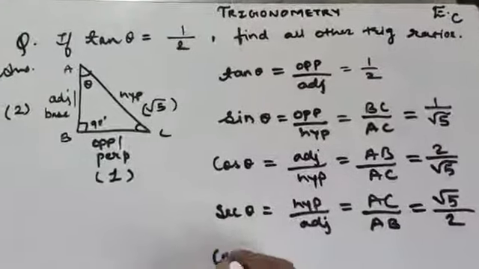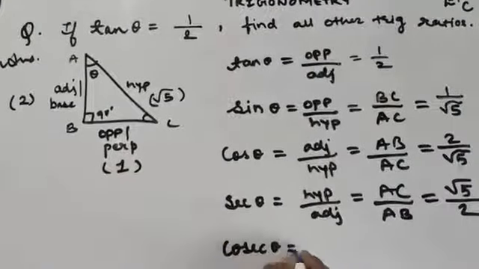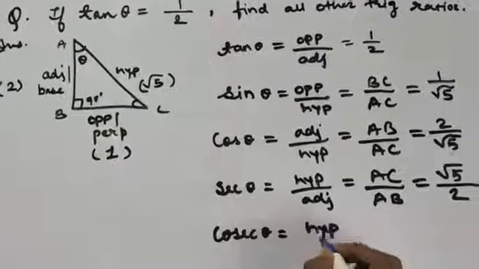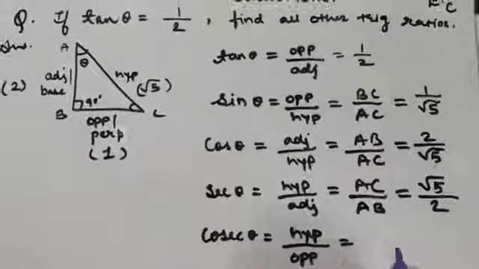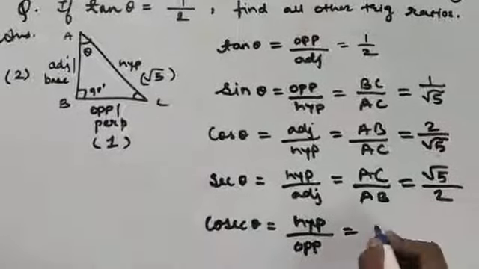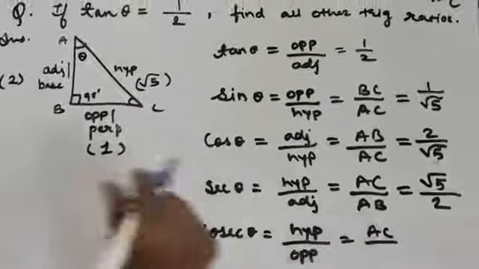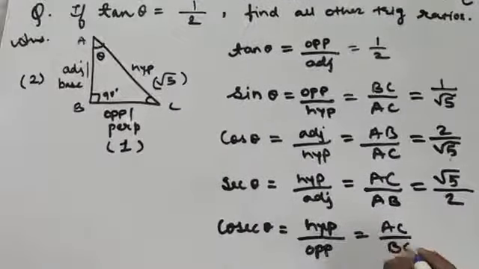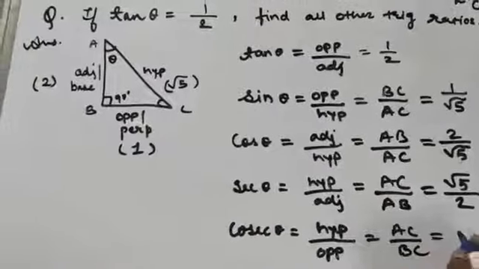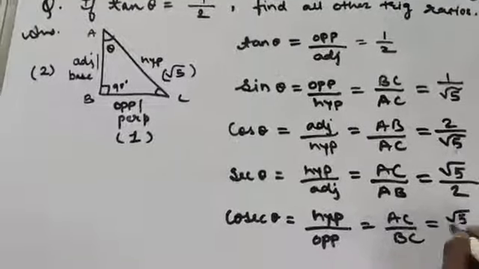Now cosec theta. Cosec theta is given as hypotenuse upon the opposite side or the perpendicular side. Here the hypotenuse is side AC and the opposite side is side BC. Measure of side AC is root 5. Measure of side BC is 1, which is equal to root 5.